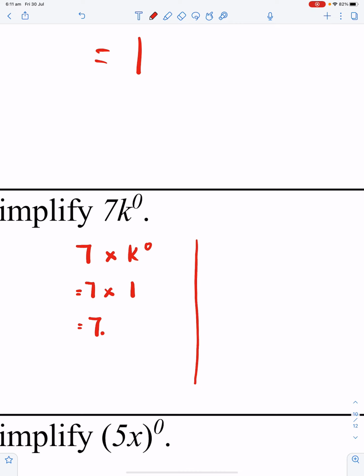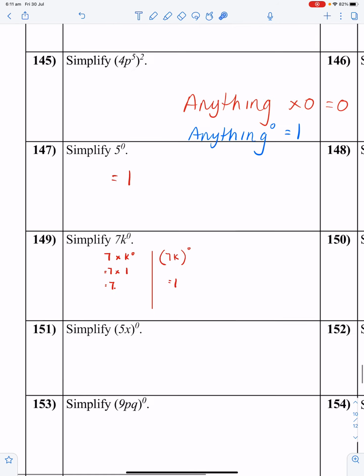Now sometimes you get given the question 7k and together they're to the power of 0. That's different. That answer there is 1 because this power of 0 is being applied to both of them because they're inside the bracket, which makes them one item. Okay.